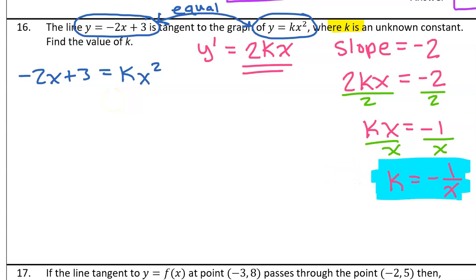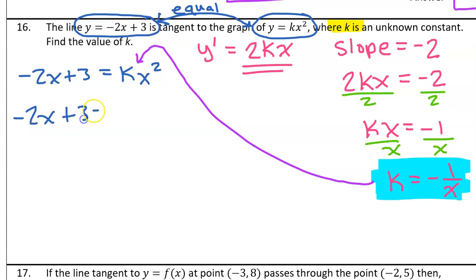But we just found an expression for k. So in order to be able to solve the equation I just wrote down, we need to go ahead and put in the expression for k. So this is going to be -2x plus 3 is equal to -1 over x times x squared. This should be solvable. Let's keep going.